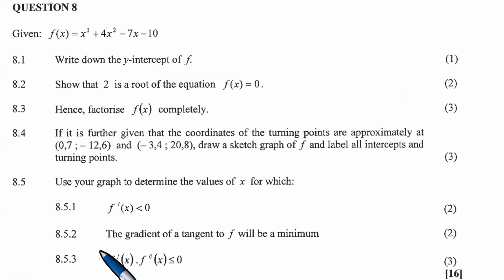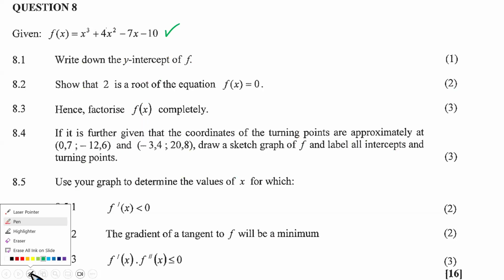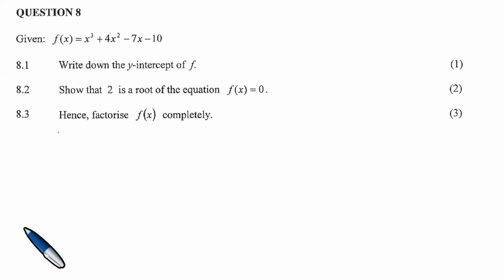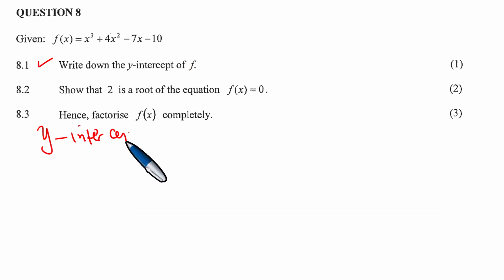Question 8 is long. It's about a graph whose defining equation is f of x equals x cubed plus 4x squared minus 7x minus 10. Write down the y-intercept of f. At grade 10, grade 9, we know how to find the y-intercept of a function. So in 8.1, we want to find the y-intercept. To find the y-intercept, you let x be equal to 0.